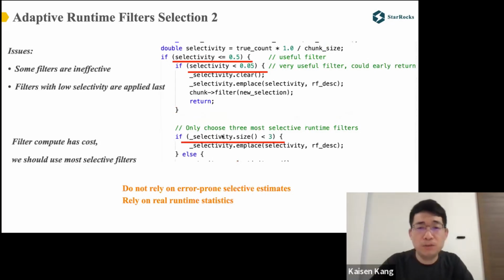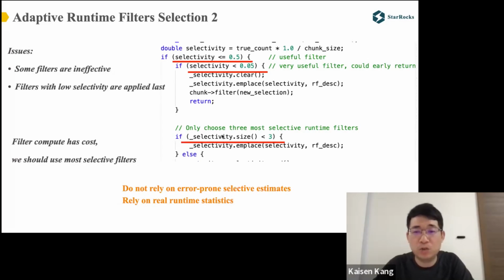However, runtime filters may have negative optimizations. When there are many join tables and many join conditions, many runtime filters may be pushed down to the same scan node, which will lead to the following issues. First, some runtime filters are ineffective, which will waste CPU resources. Second, filters with low selectivity are used first, and some filters with high selectivity are applied last, which will also waste CPU resources. Some databases rely on the optimizer to estimate the selectivity of the runtime filter, but StarRocks chooses to use adaptive execution to solve this problem.